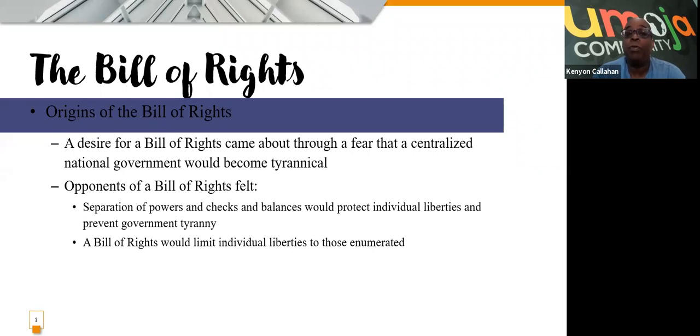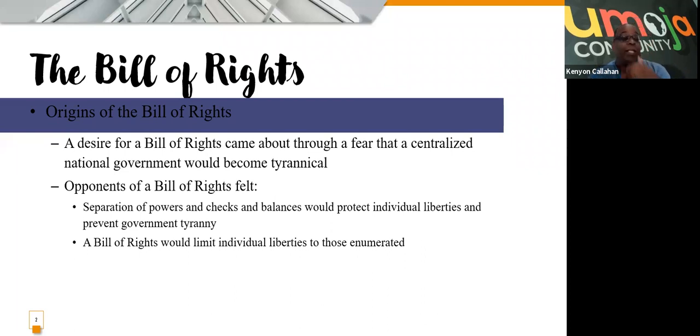There were those who were opposed to the Bill of Rights, like James Madison and Alexander Hamilton. Madison and Hamilton felt that separation of powers and checks and balances because of the three branches, and having the state, county, and municipal governments in place, would protect our individual rights from a government of tyranny. Well, you had George Mason, who has a university named after him, George Mason University, who was a signatory to the Constitution, and he argued that he would not sign unless there was a Bill of Rights.